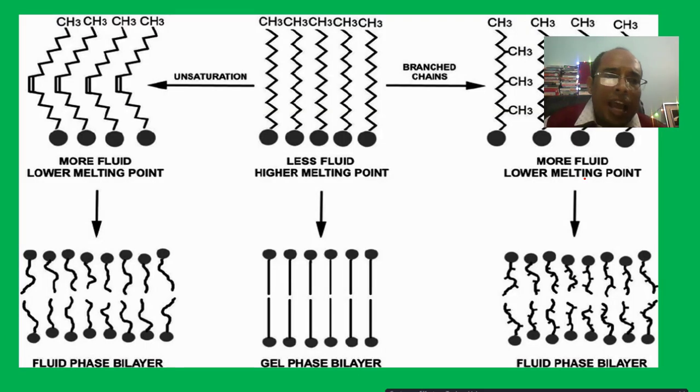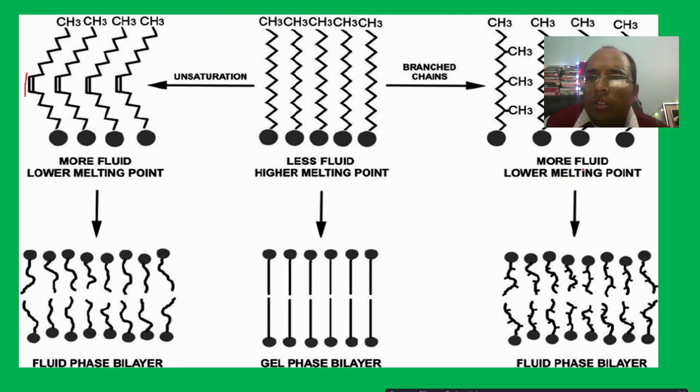Let me explain with this diagram. Okay. Now, more fluid, lower melting point. So you can see the unsaturated fatty acid here. So unsaturated fatty acid makes the cell membrane more fluid. It increases the fluidity of the membrane. And this is saturated fatty acids. So it makes the cell membrane less fluid.